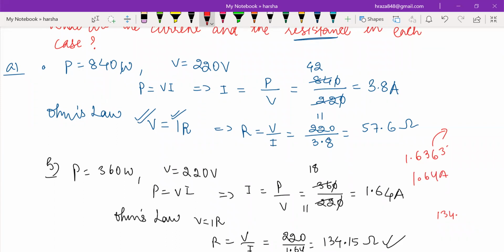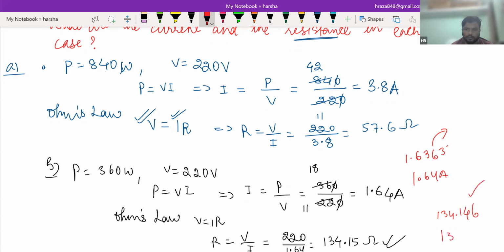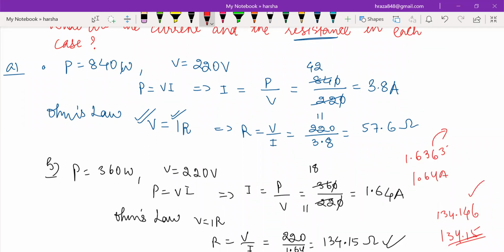Okay, sir. And Sarah, if you divide 220 by 1.64, it will be basically 134.146. If you round it off, it will be 134.15, not 134.44. Please check your calculation. Okay, sir. Everyone done with this? Yes, sir. Okay, wait a minute.